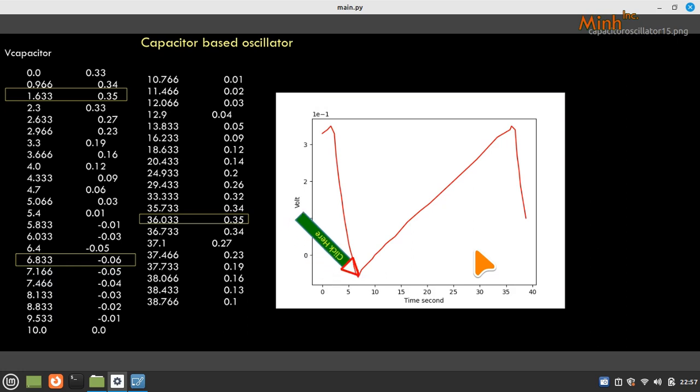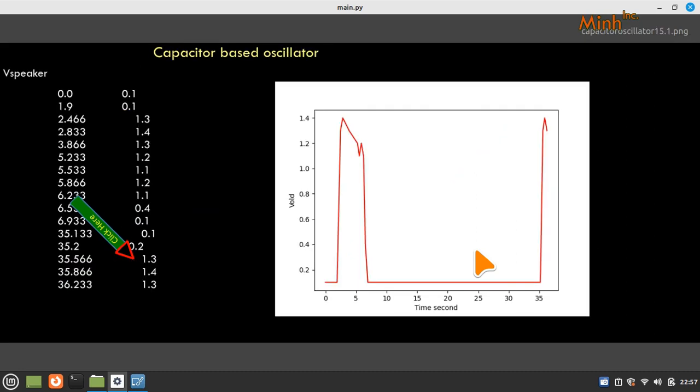Now the transistor is inactive, so it finds a full path from the VCC to charge again, and this much it is charging the capacitor. It reaches a level where the transistor becomes active and it is discharging. Now if we see the time instance, when it starts the discharging and when it starts the charging. We have measured the voltage across the speaker also, and we can see that it is reaching 1.3 volt.